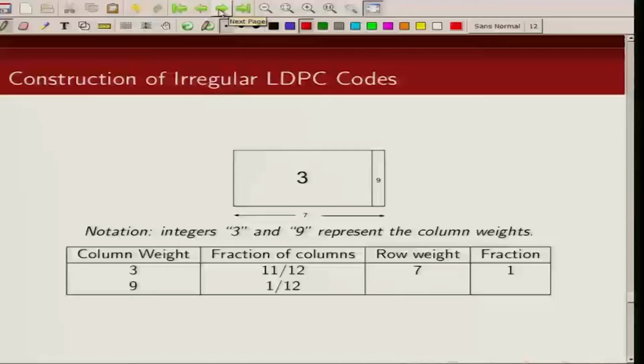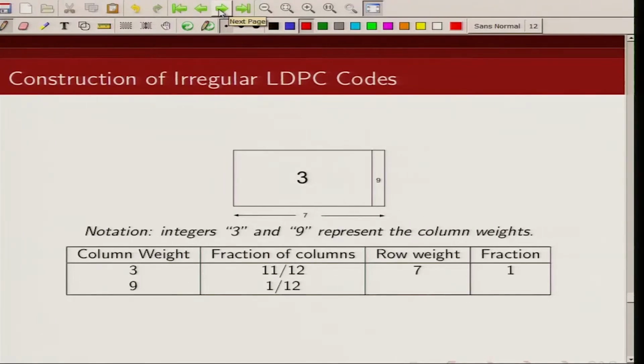We can also use random permutation matrices to generate our irregular LDPC code. Again, we are going for very simple construction. So, we will go with this McKay's construction.